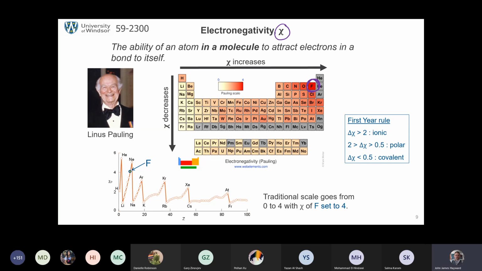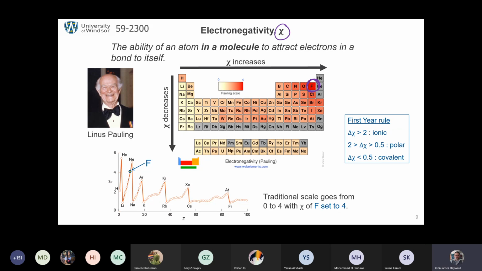Linus Pauling, interesting man. The first and currently only person to win two Nobel Prizes for two completely different things, all by himself. He won the Nobel Prize for Chemistry for his contributions to understanding the nature of the chemical bond. And he won the Nobel Peace Prize for his work towards nuclear disarmament.